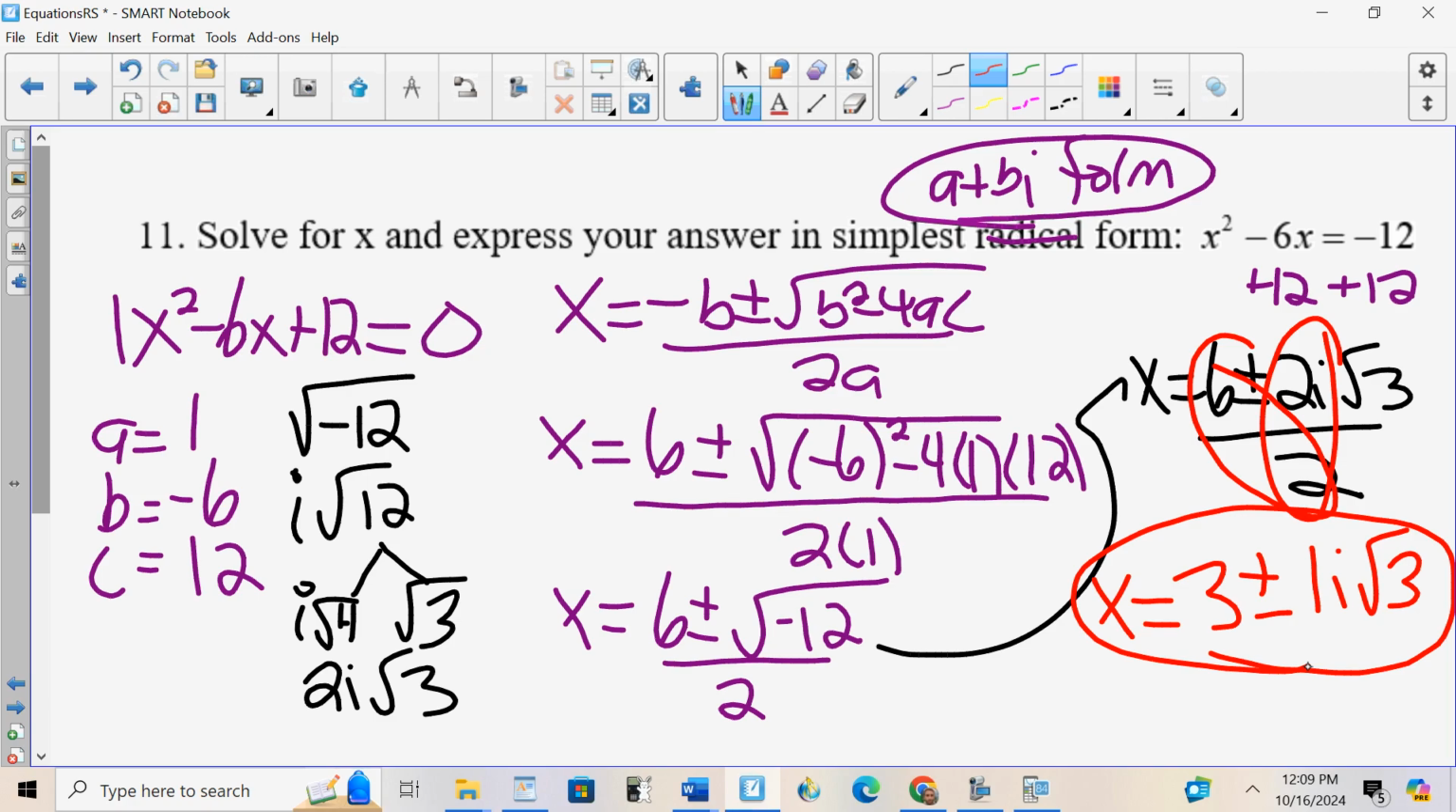This is something you cannot check in the calculator. If you try to do it, it will give you an error. So this is one unfortunately you can't check in the calculator.